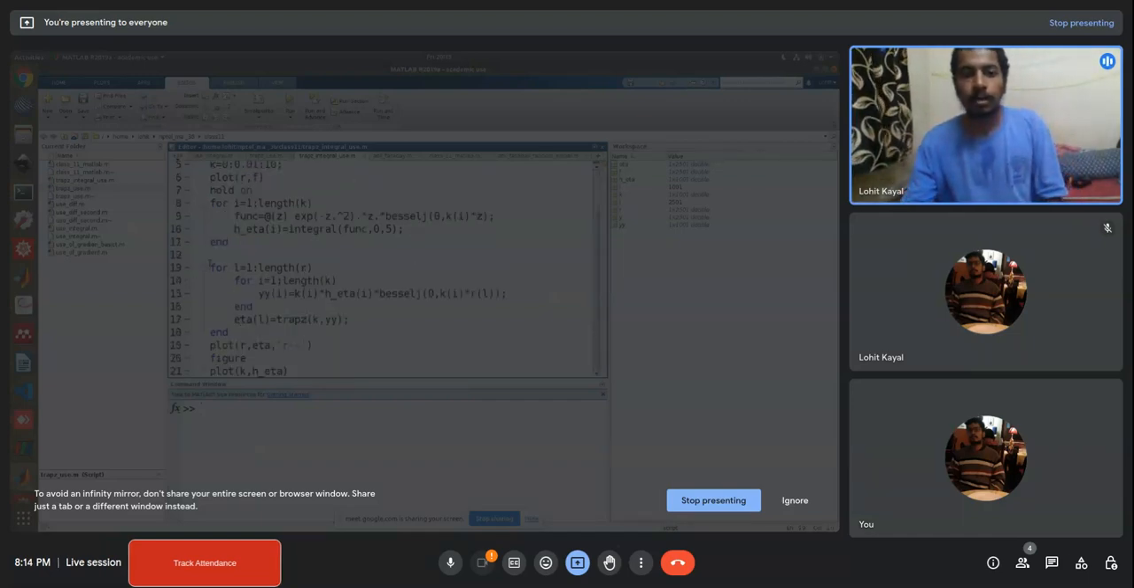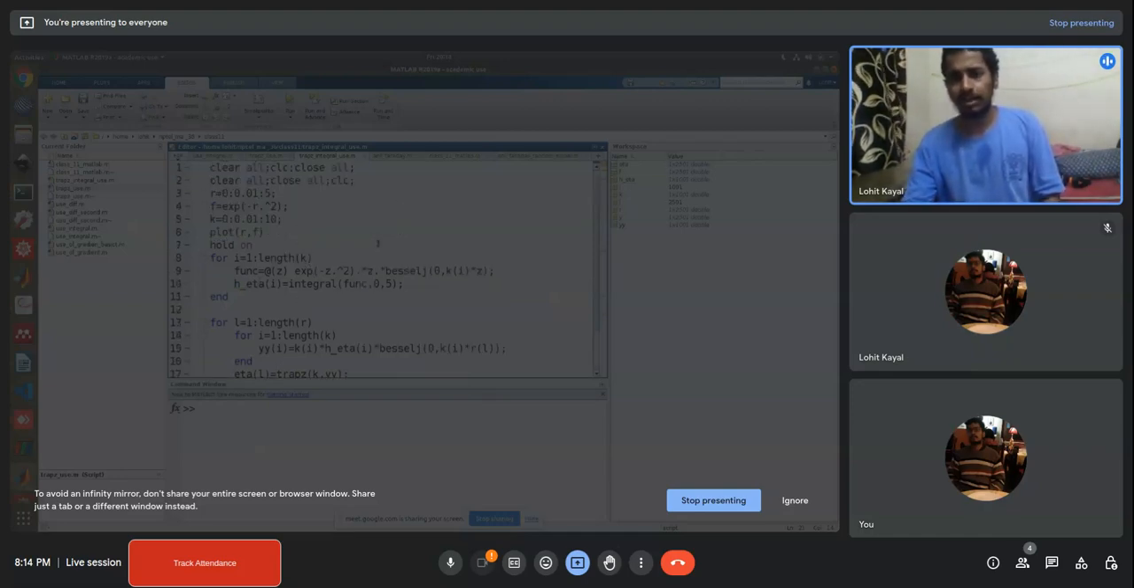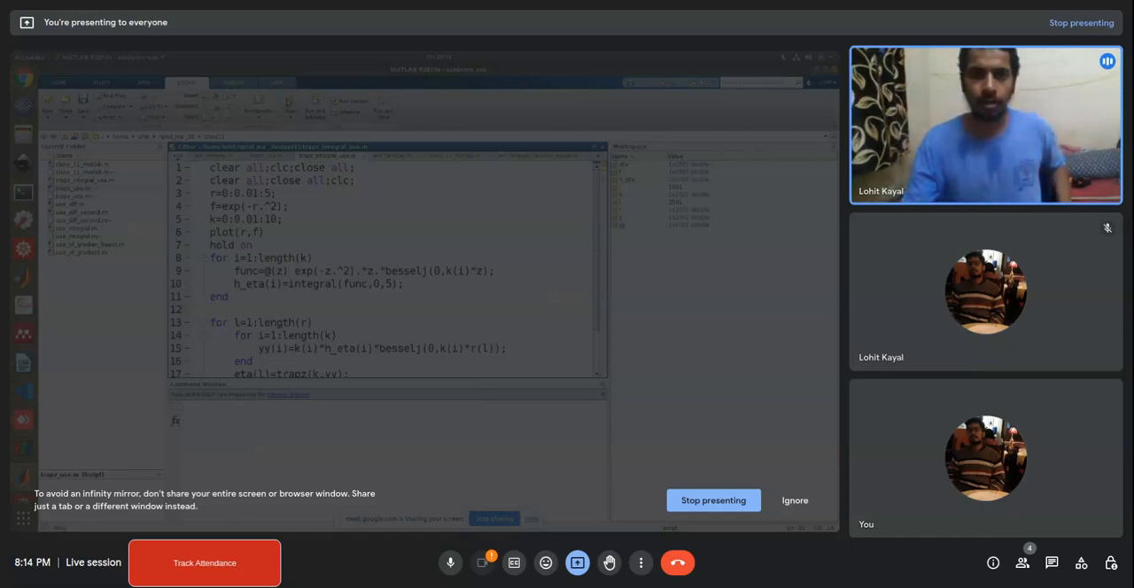Here I already have the value of this, that means fk, and here I am doing the inverse Hankel transform. Now let's see the final answer. I will share you the code. This is exactly similar to the last problem. I just want to show you the results.